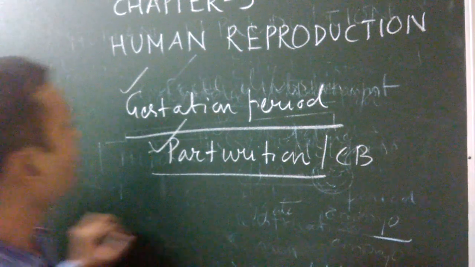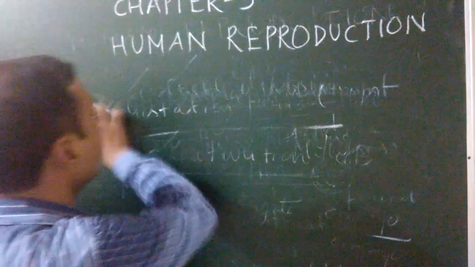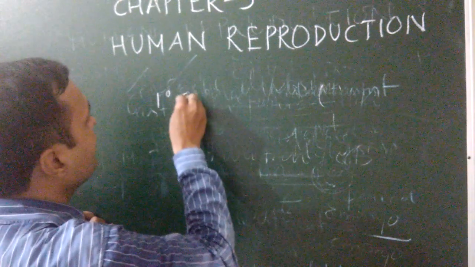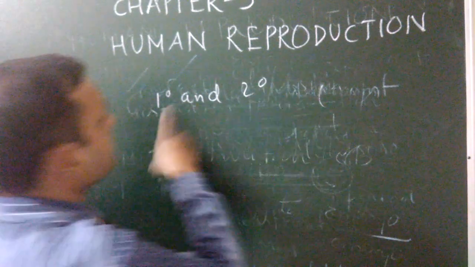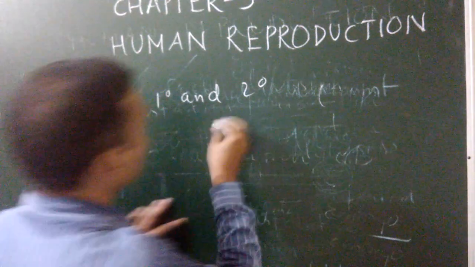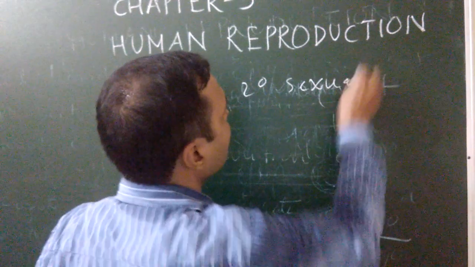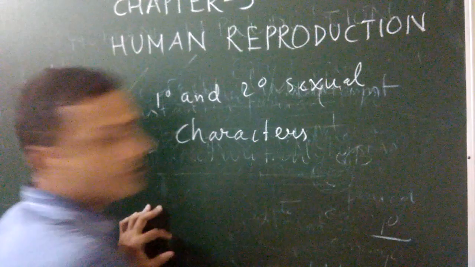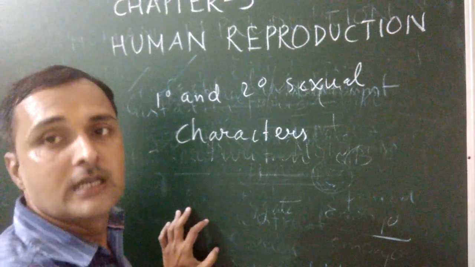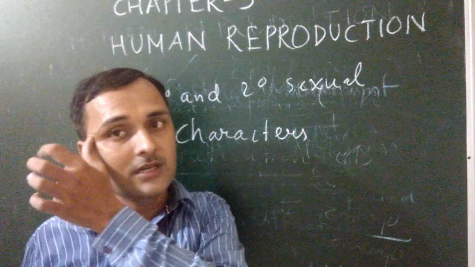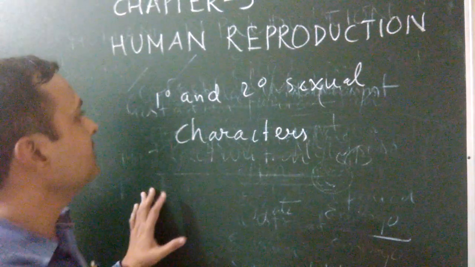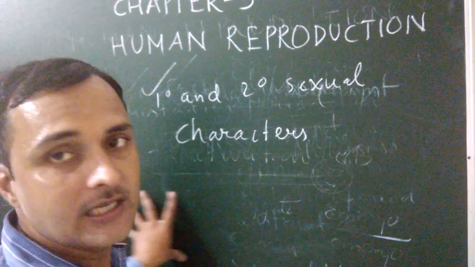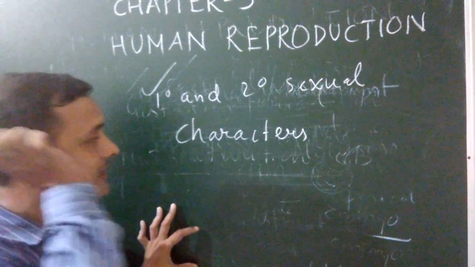Come to the next. What do you mean by primary and secondary sexual characters? Primary and secondary sexual characters. First of all, what are primary sexual characters? The various sexual characters which develop since birth are known as primary sexual characters, and the sexual characters which develop at the age of puberty are known as secondary sexual characters.